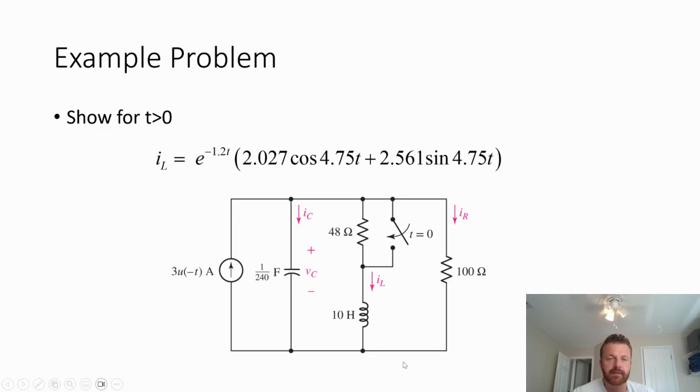So I wanted to show you another example problem. We're given this circuit and we're asked to show that the current exhibits this type of natural underdamped response. If you notice, you have a decaying exponential multiplied by the sum of two sinusoidal functions, one a cosine, one a sine, but both at the same frequency. So let's go through that derivation.